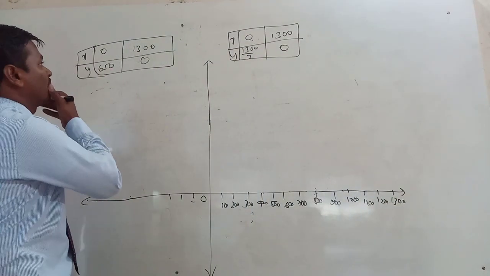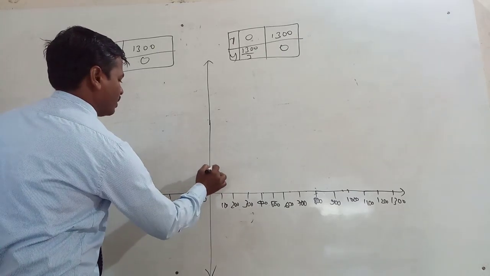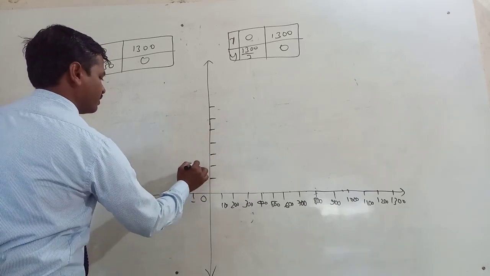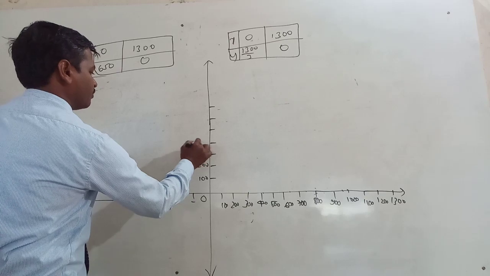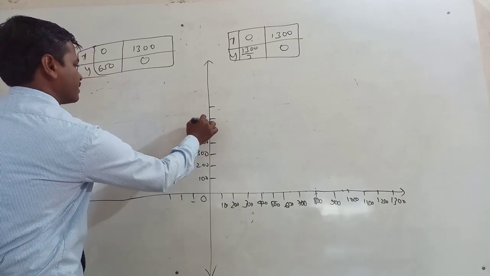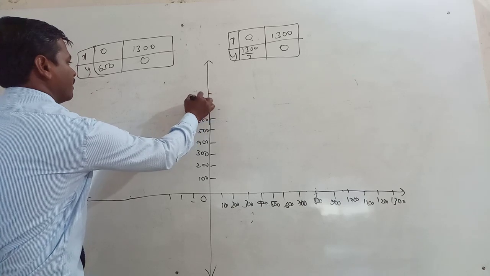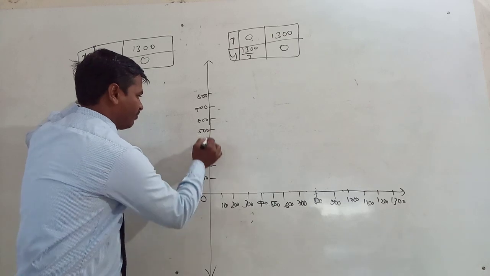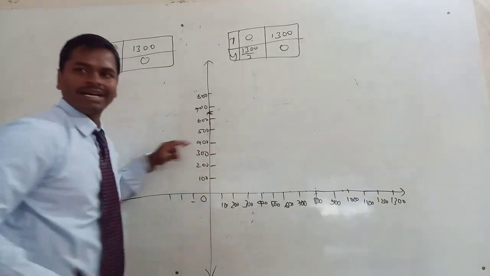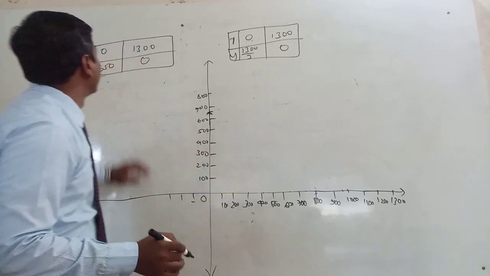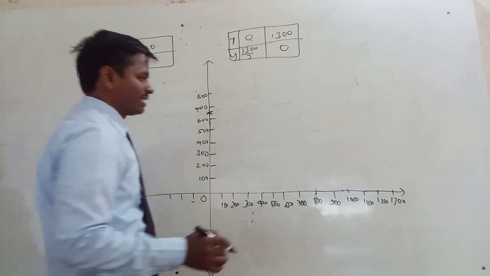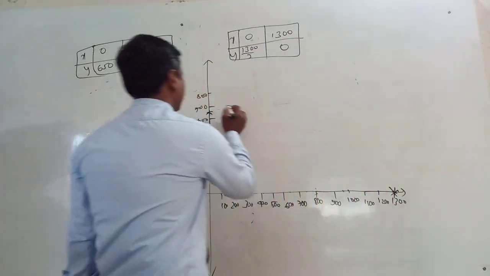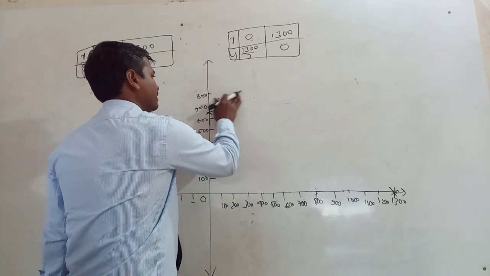Y value. What are the Y values? 1, 2, 3, 4, 5, 6, 7, 100, 200, 300, 400, 500, 600, 700, 800. X is 0, Y is 650 here, between 600 and 700, that is 650. That is a point. X is 1300, Y is 0, it is here. Y is 0 means on the X axis.